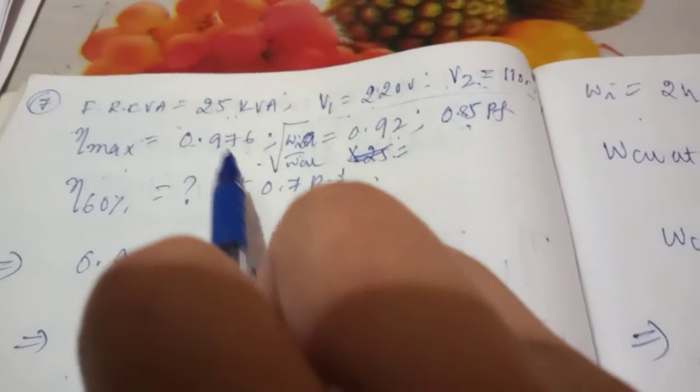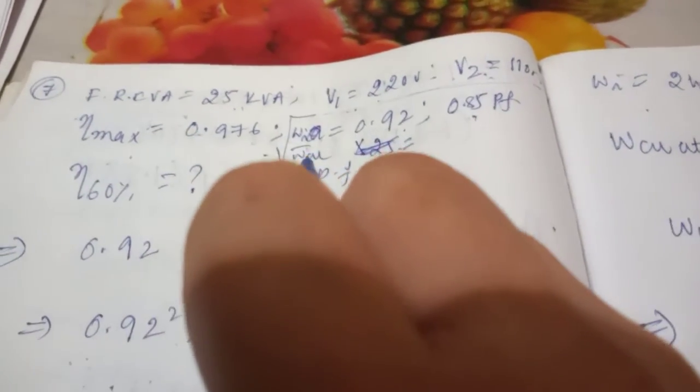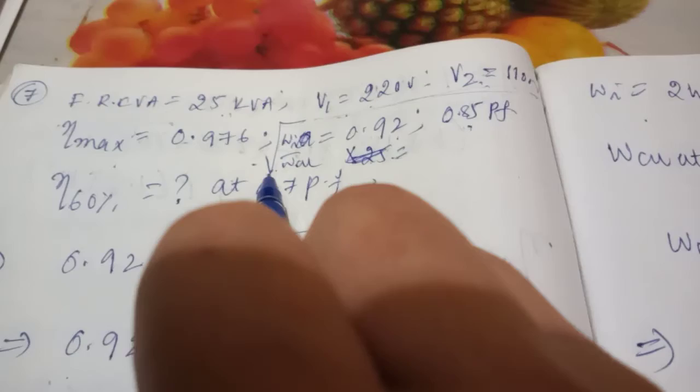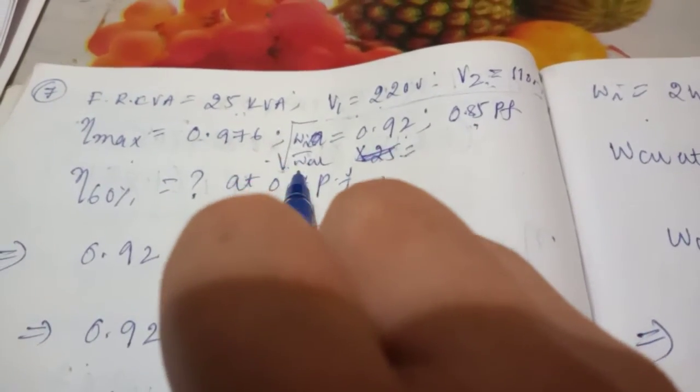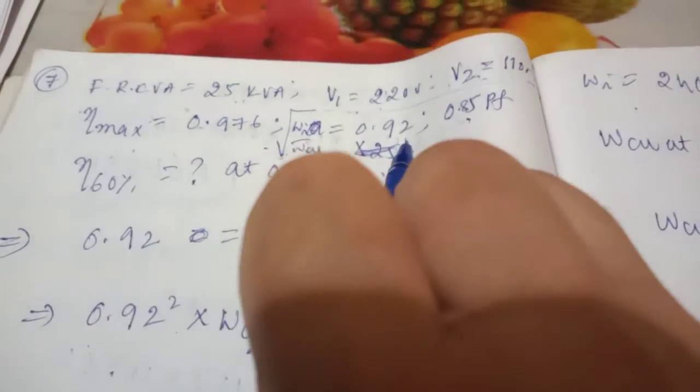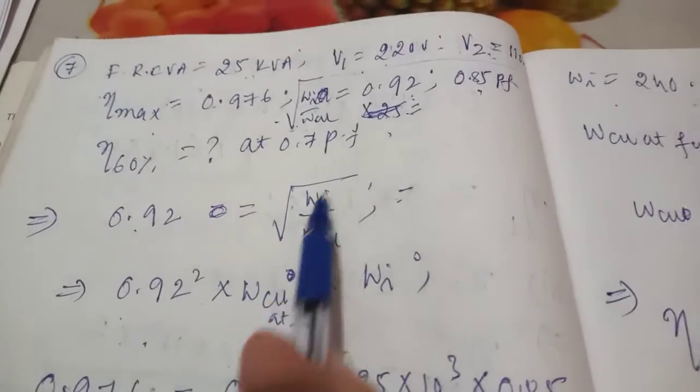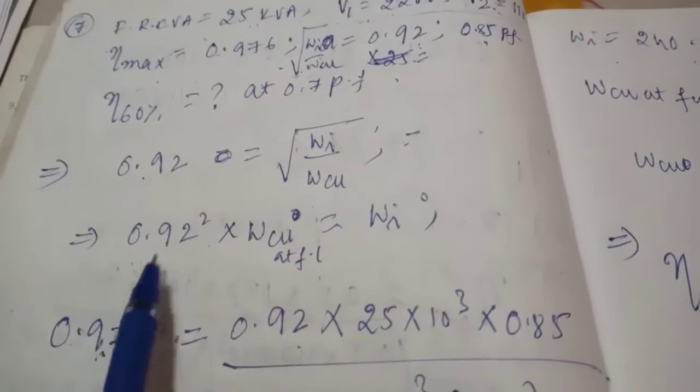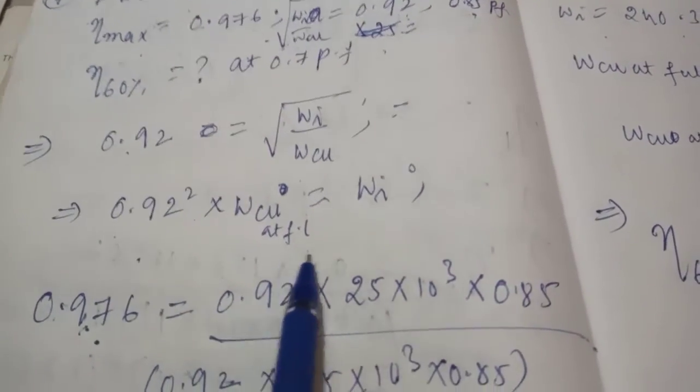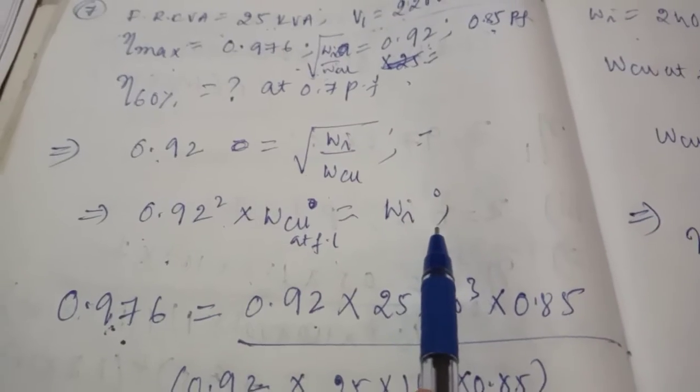So the percentage of load at which the efficiency is maximum means square root of Wi divided by WCU must be equal to 0.92. So 0.92 must be equal to square root of Wi divided by WCU. So squaring this side, 0.92 square must be equal to Wi divided by WCU at full load. Mark this as equation number 1.